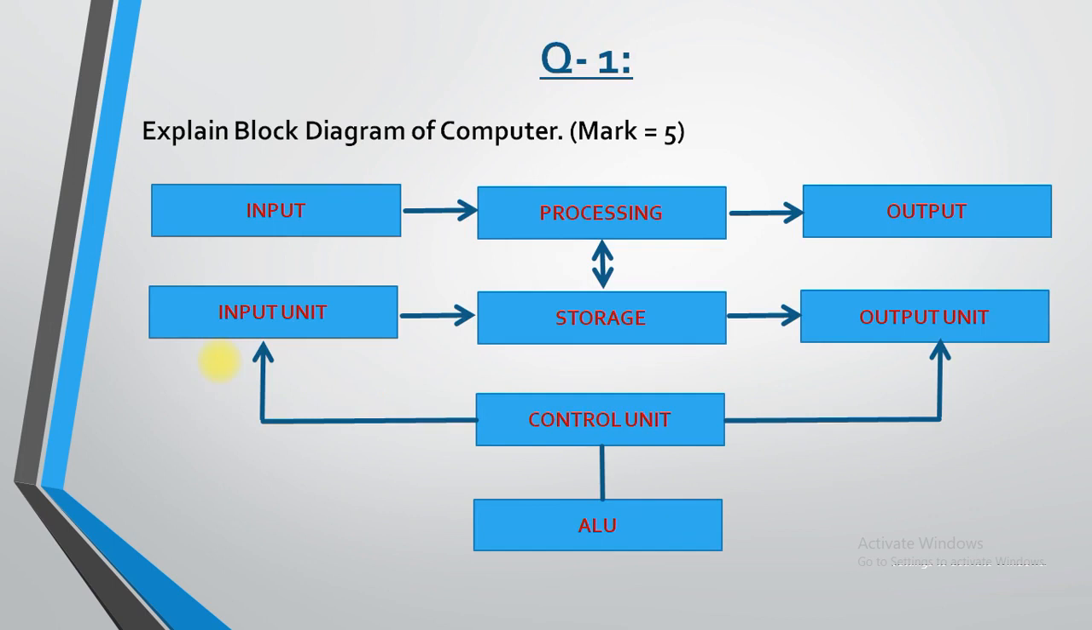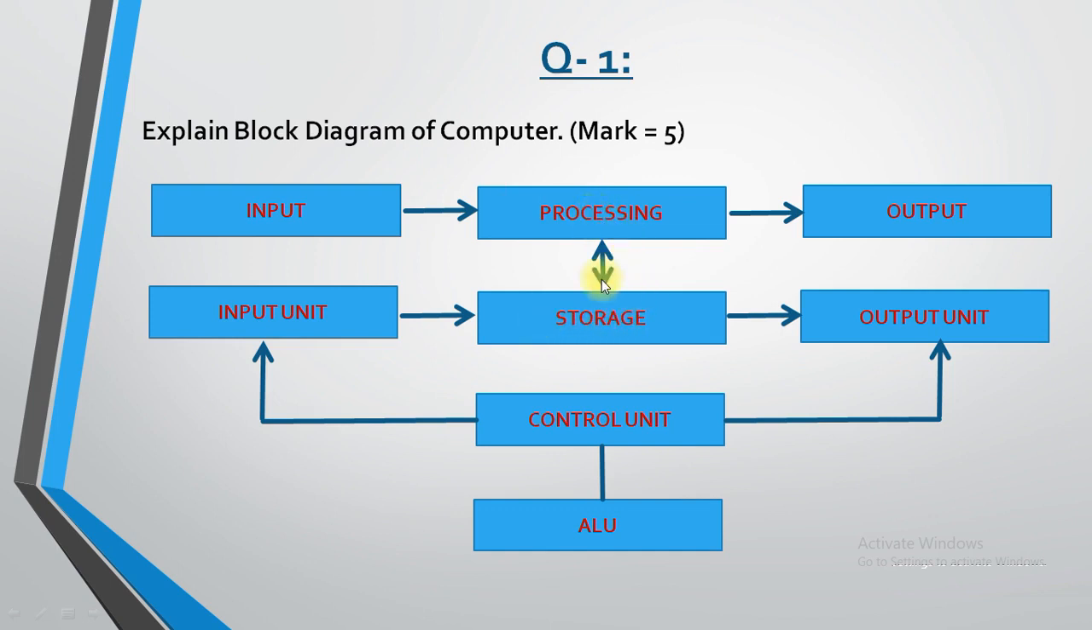So let us start with the first question. Explain block diagram of computer. This particular question may be asked for 5 marks. So this is the block diagram of computer. Any computer is divided into 3 parts. Number 1, input. Number 2, process, and output. Right? Now see, processing is also referred to as storage.